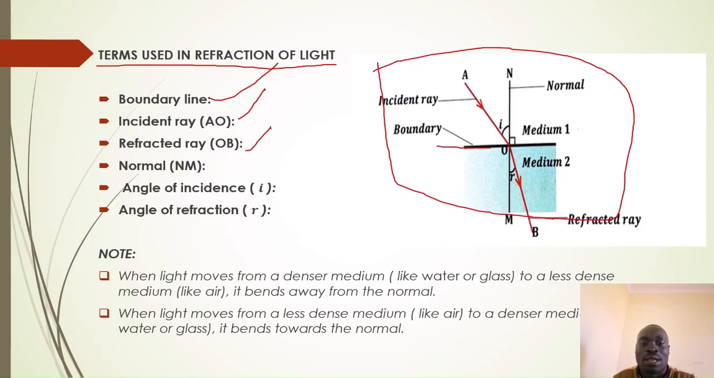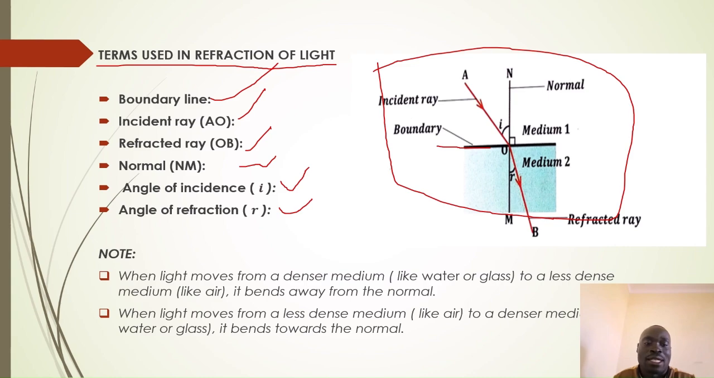Then the normal NM. This is an imaginary line that is at 90 degrees to the boundary. It helps to show that light hitting the boundary at 90 degrees, or normally, doesn't bend or change direction. And the incidence angle i is the angle between the incident ray and the normal. Meanwhile, the refracted angle r is the angle between the refracted ray and the normal.